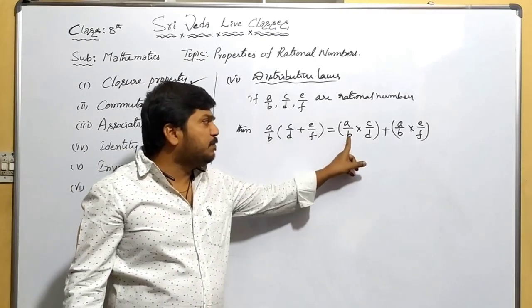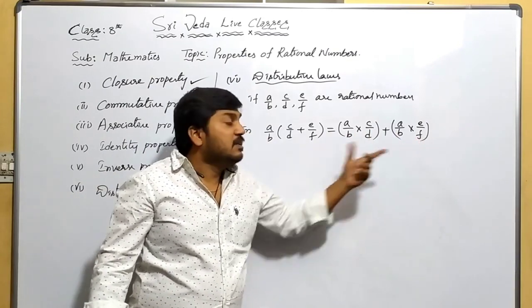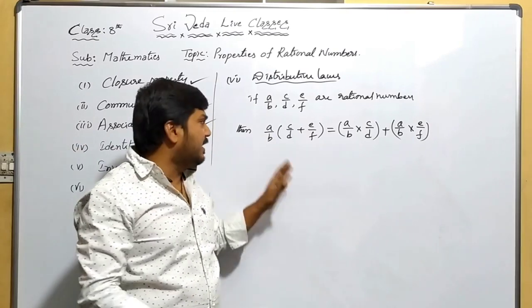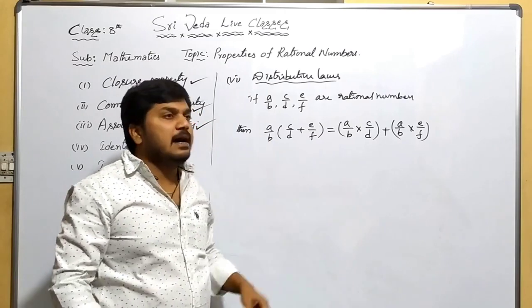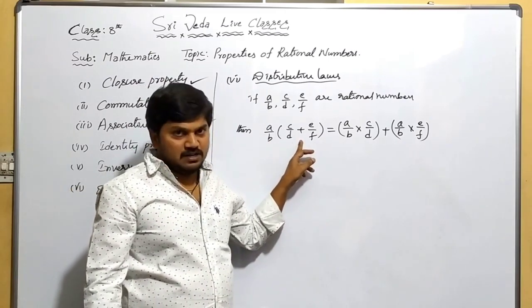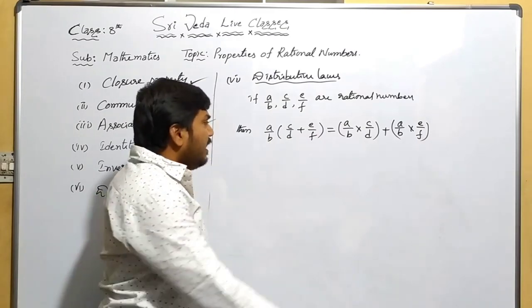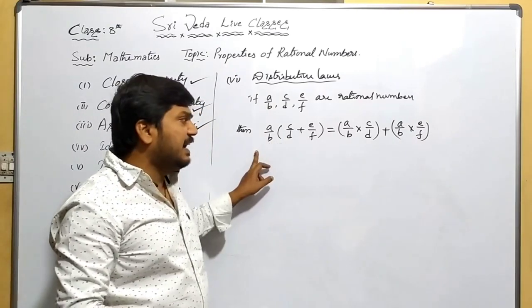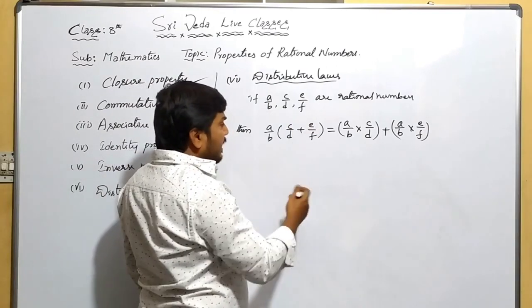This is called distributive. A by B is distributed to the first one, and again A by B is distributed to the second one. Distributive means dividing like that, this one for this one, both. That's why it is called the distributive property of multiplication over addition. This is called the left distributive law, because the factor is on the left side. If it is on the right side, it is the right distributive law.